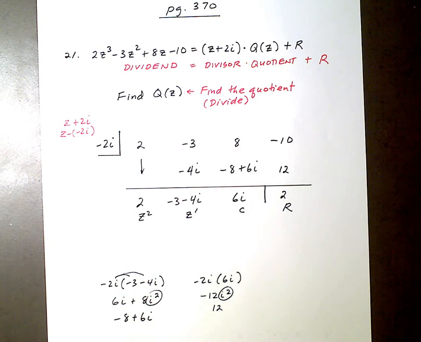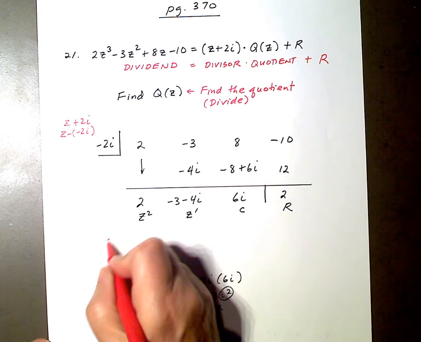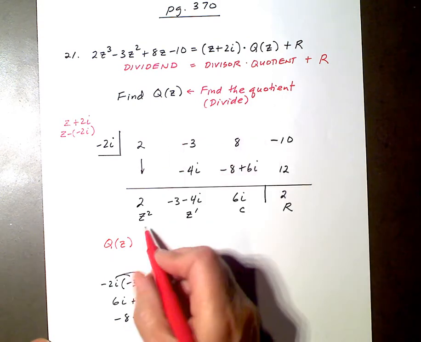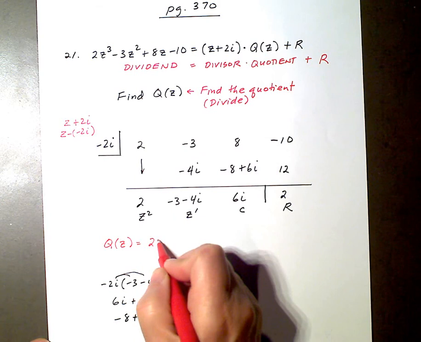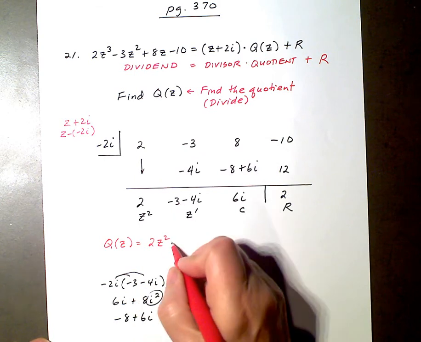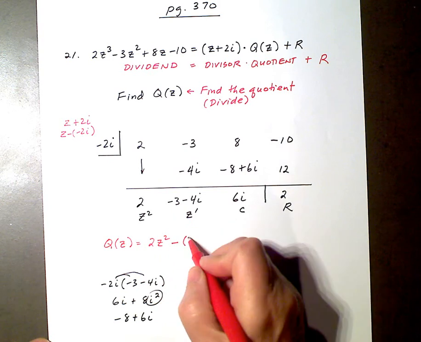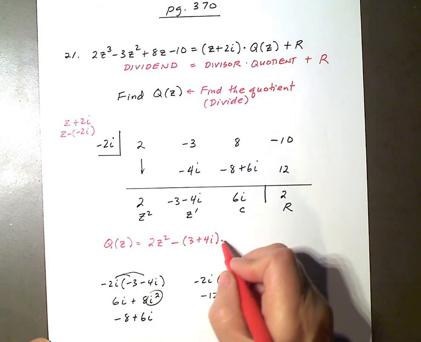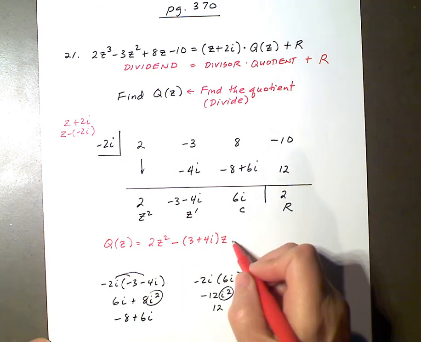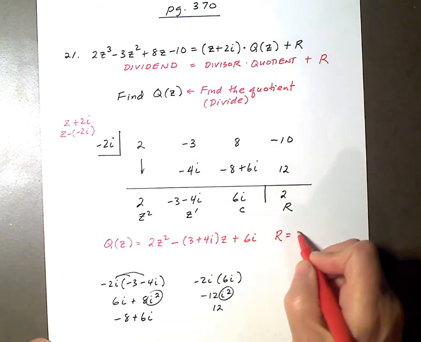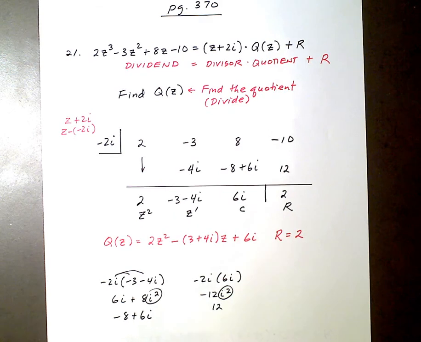So my final answer, the quotient I was asked for, is 2z squared, and then this is the coefficient to the z. I can pull the minus out to the front and make this 3 plus 4i. You can see how this is a negative 3 and a negative 4i times z. The constant is a positive 6i. And the remainder that I'm asked for is a positive 2. So that's number 21.